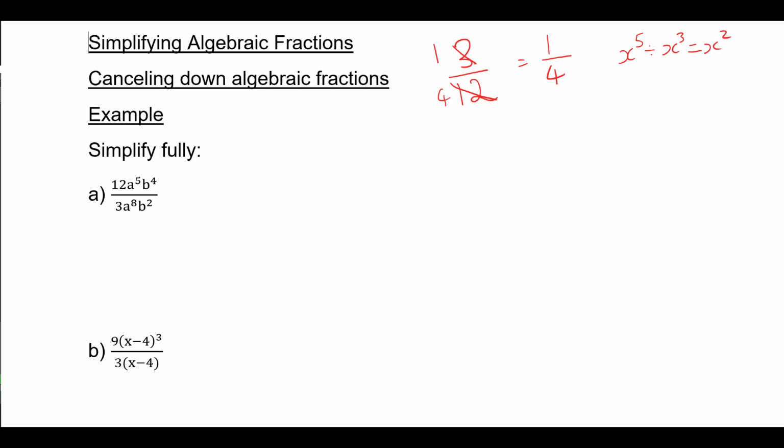So in example A, I've got 12 a to the 5 b to the 4 over 3 a to the 8 b squared. What I'm going to do first is say that 3 goes into 12 4 times, 3 goes into itself once. a to the 5 over a to the 8 is going to cancel, so I can basically divide top and bottom by a to the 5. That will cancel a to the 8 to a to the power of 3. b to the 4 and b squared, I can divide both by b squared to give me b squared over 1, and then neatening everything up, I've got 4b squared over a cubed.